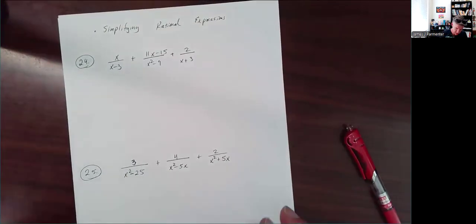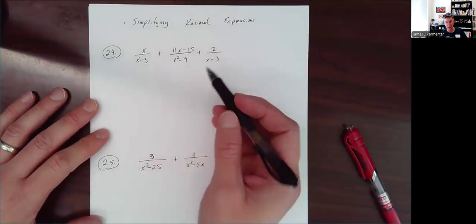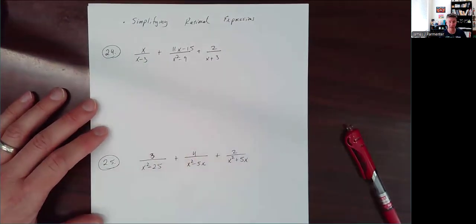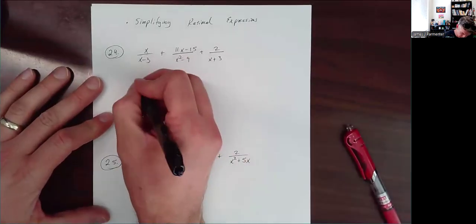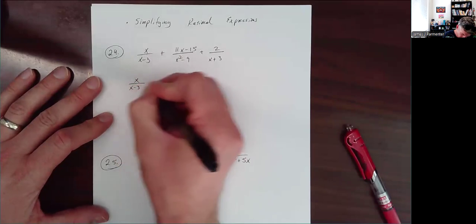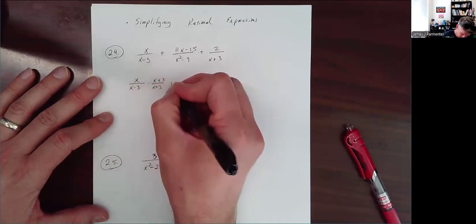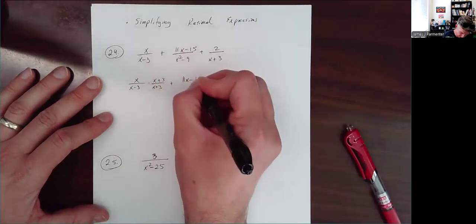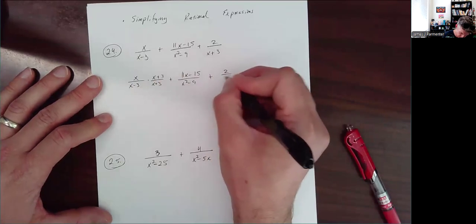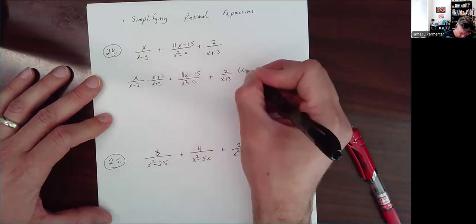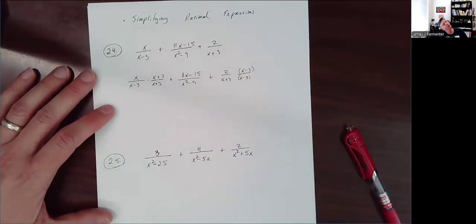Okay. So this is almost the same as what we did before, except you don't get rid of the denominator. So if I want to simplify a rational expression, I have to just get the common denominator. So here I'm going to multiply this piece by x plus 3 over x plus 3. This piece doesn't have anything to add to it. And this piece I'm going to multiply 2 over x plus 3 by x minus 3 over x minus 3.